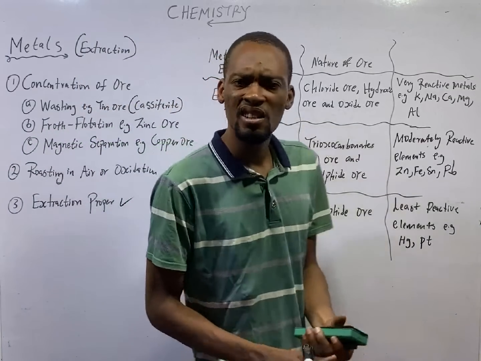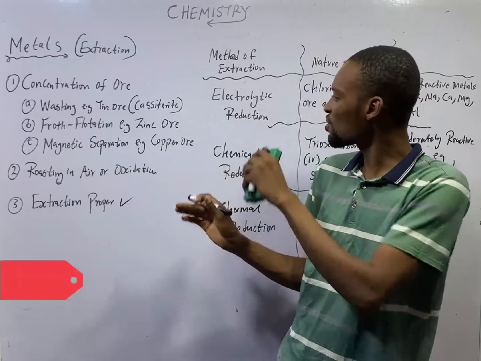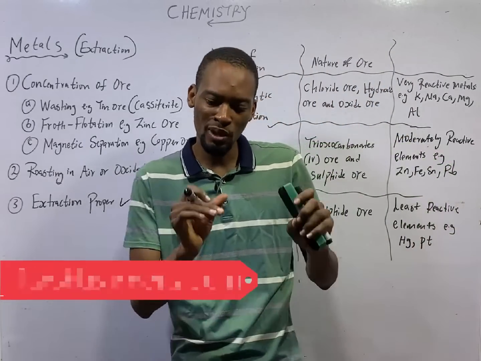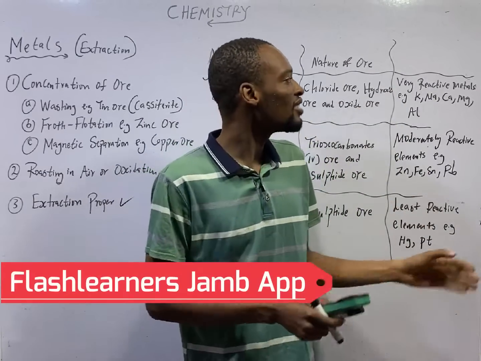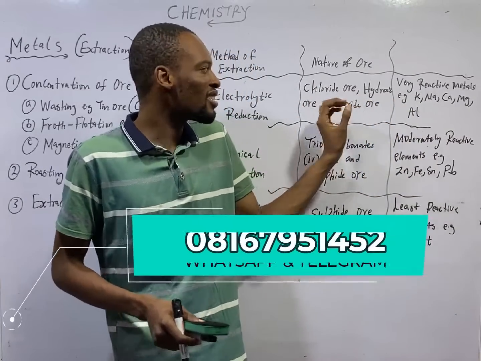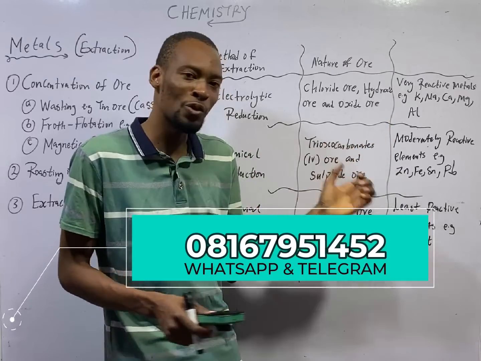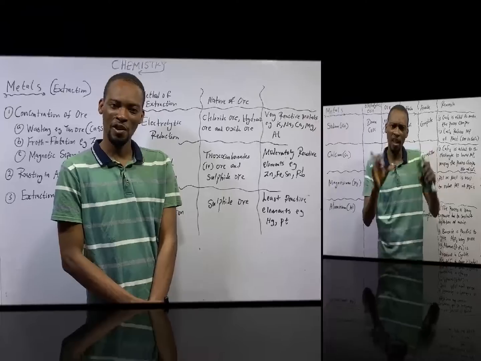Now, let's see the top metals and the way to extract them using electrolytic reduction. Then, in the next episode, we shall look at all these metals and their ore. Let's see if the reactive metals actually exist, or the nature of their ore is chloride ore, hydroxide ore, oxide ore, and so on. We are going to find it interesting in the long run.